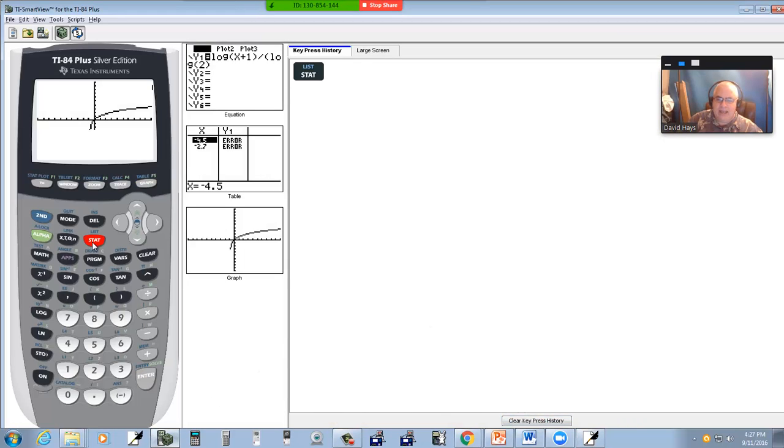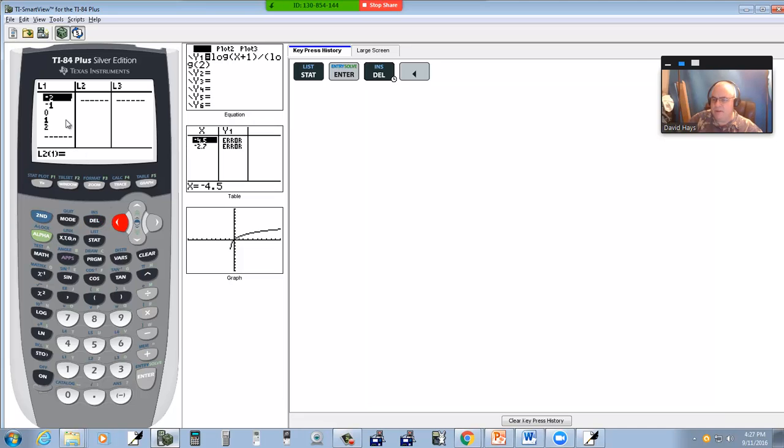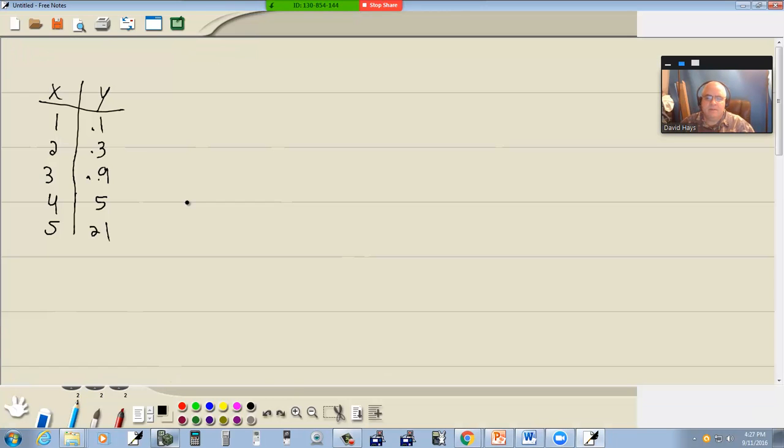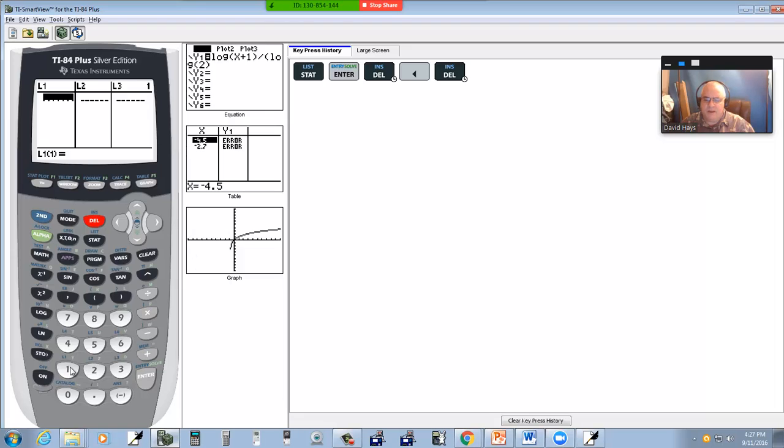So I'll go to my stat, do enter on edit, and if you have any numbers here, you simply press your delete key and hold down, and it'll go through and delete them all. And over here, if I left arrow, press my delete key and hold down, delete them all. You definitely don't want to do that if you have L1 or L2 highlighted. It'll delete the list. Okay, so we got 1 through 5: 1, 2, 3, 4, and 5.